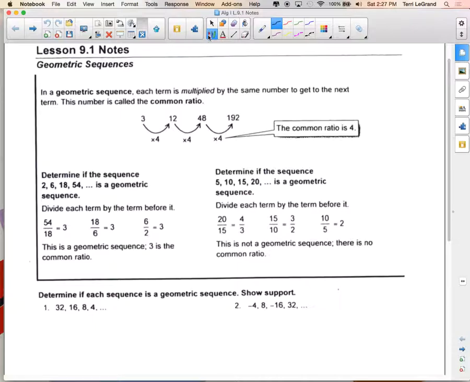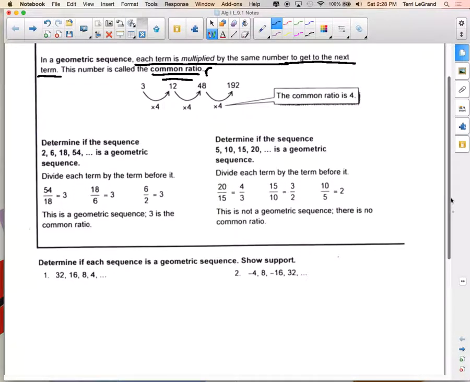So let's go into lesson 9.1 today, where we are working with geometric sequences. In a geometric sequence, let's underline this, each term is multiplied by the same number to get the next term. Let's finish underlining. This multiplier, we are going to call it the common ratio, and we're going to call that R, okay? So when we multiply a term in the sequence by the common ratio, it gets us the next term.